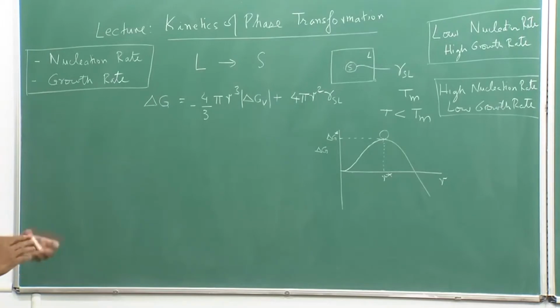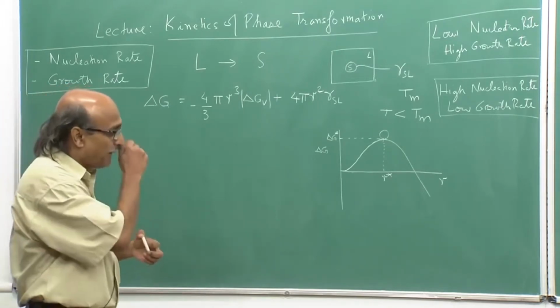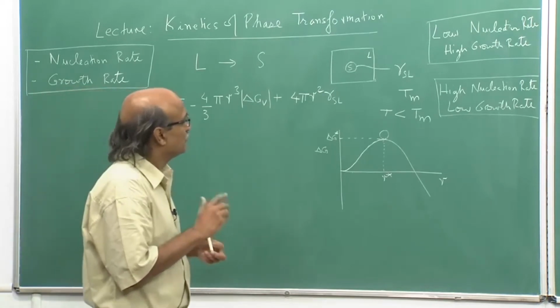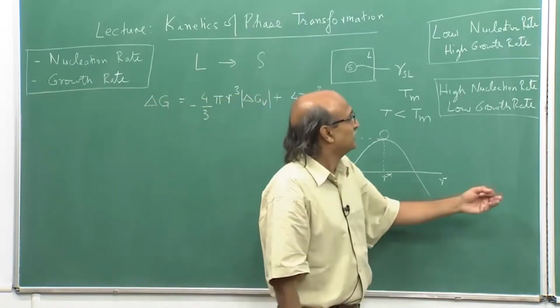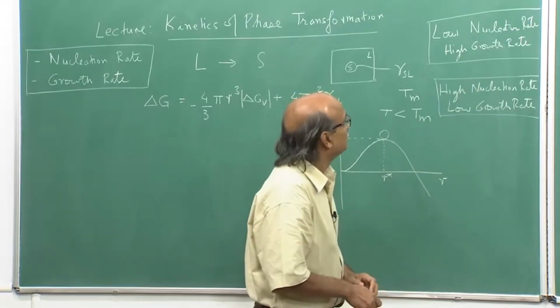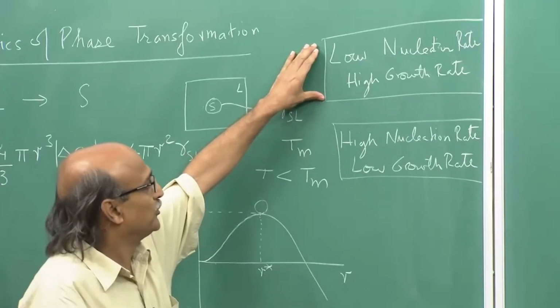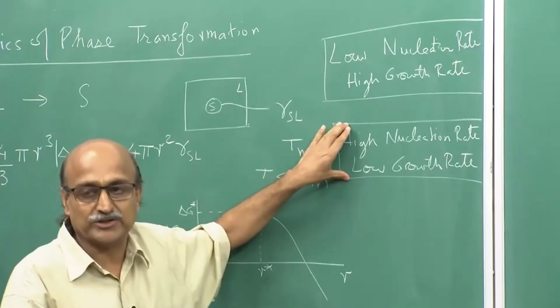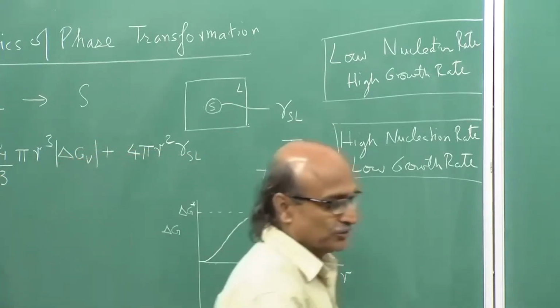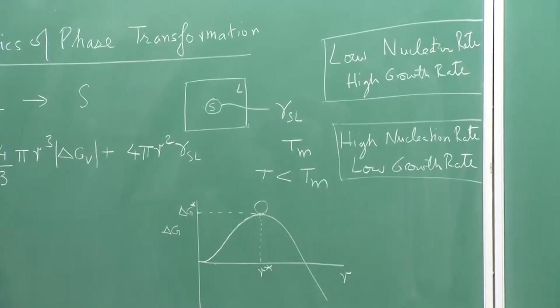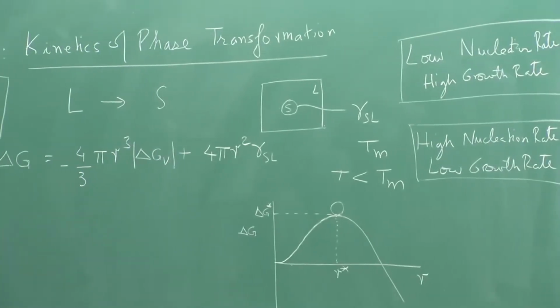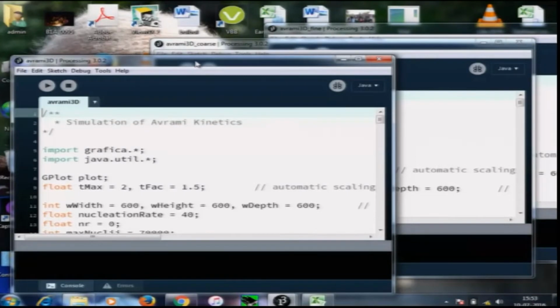Before I proceed, let me show you a simulation in which the scale of the microstructure gets determined depending on whether you have a low nucleation rate, high growth rate, or high nucleation rate, a low growth rate. So, let us look at this. This is a very, very simple simulation that is essentially developed in Java, and let me first show you the simulation as it is.